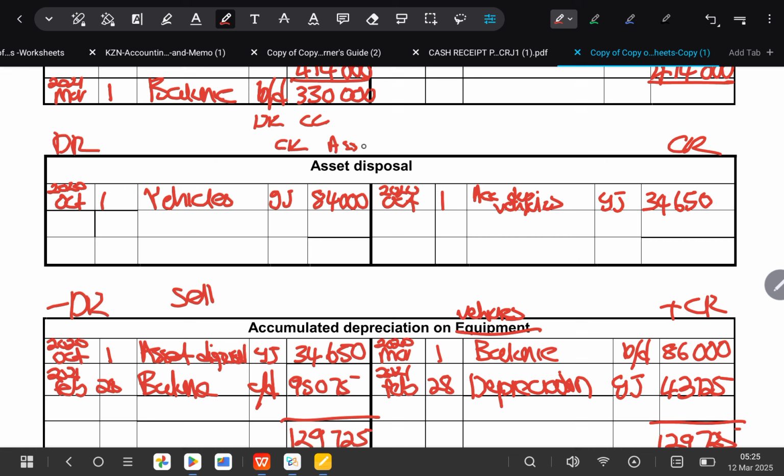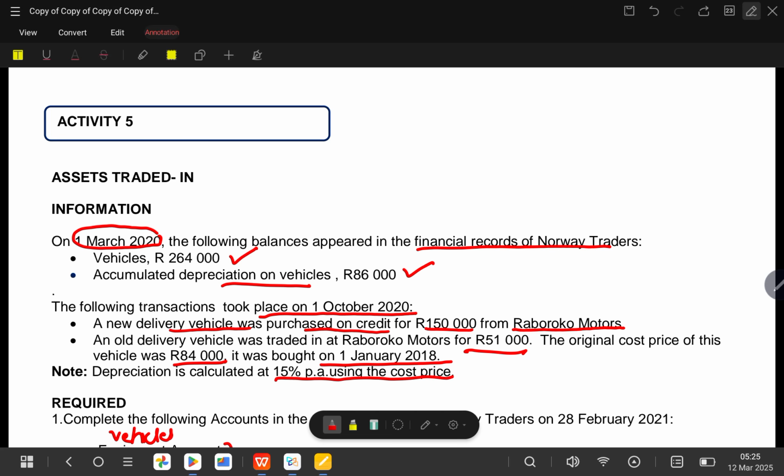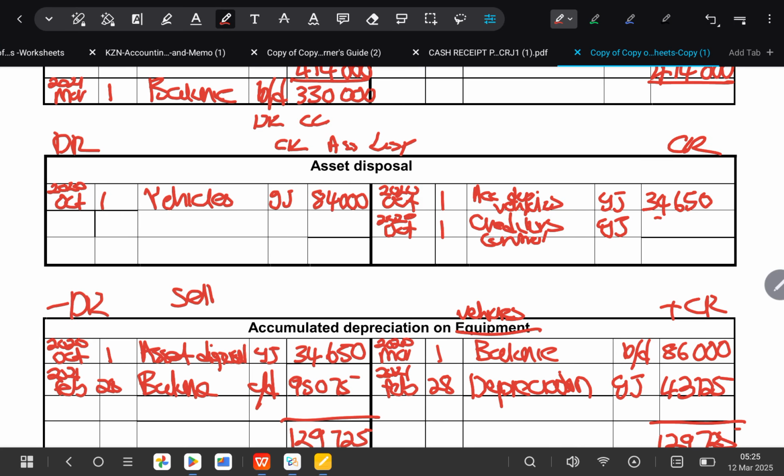Okay, so that's why we are writing on the credit side. So we're going to say 2020 October the 1st, then we have creditors control. Okay, and then general, they said it was traded in to the value of 51,000. So we'll write 51,000 here, and then we will need to determine if it was sold at a loss or at a profit. So when you balance between the two sides, if the side becomes high, it will mean it was sold at a profit.